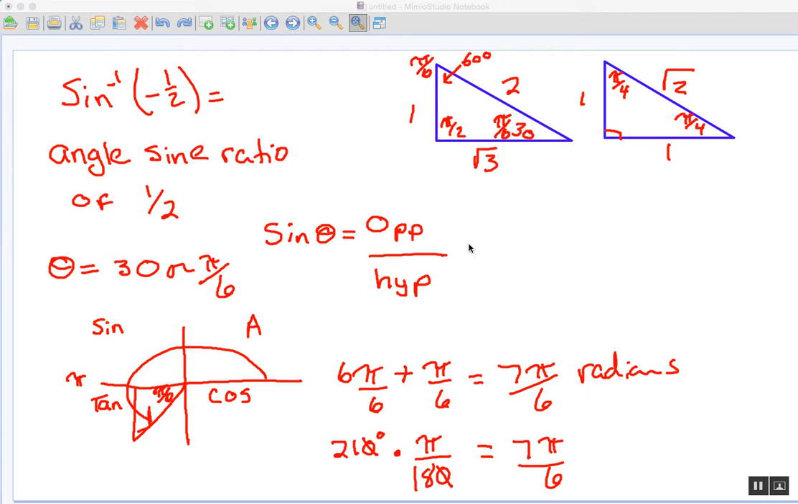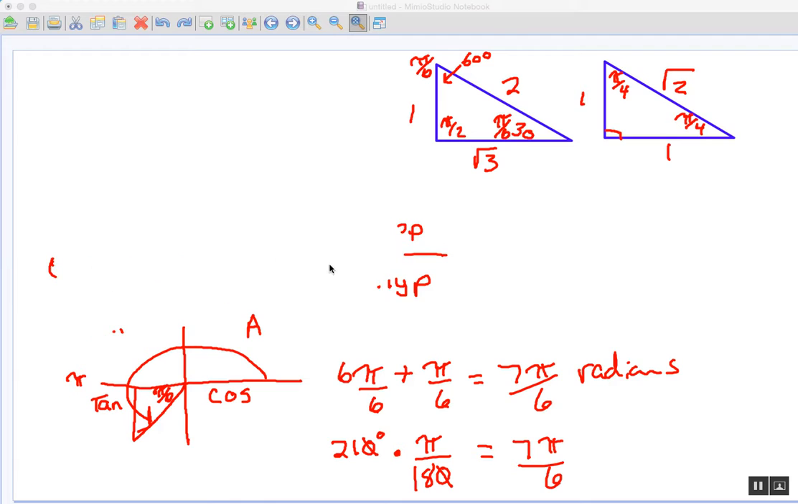Okay, let's do a few more examples of these, and you can just stop the video whenever you're like, okay, I get the idea. So I'm going to erase this so I can keep working with my special right triangles.